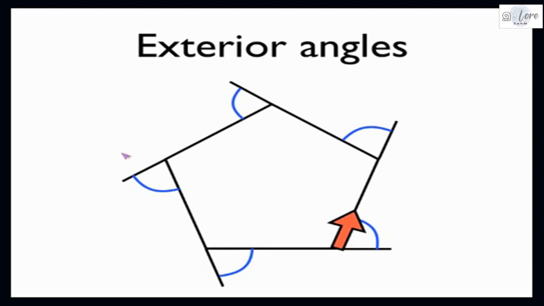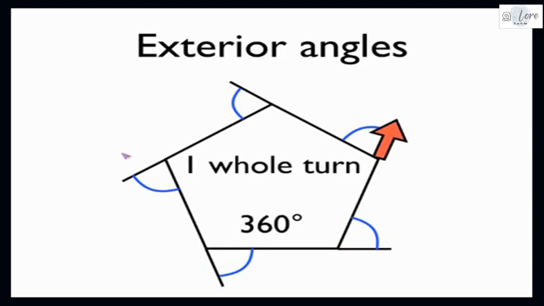So here also that represents the whole turn. If you consider the first, second, third, fourth and fifth, the whole turn of this figure, the result will be 360 degrees.